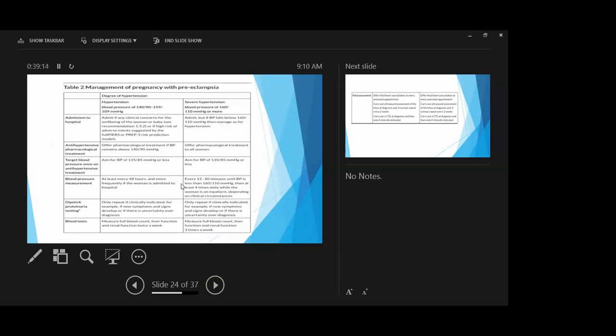If there are any clinical concerns for the well-being of the baby, decreased fetal movement, or if the patient has headache or any symptoms of pre-eclampsia, we'll offer the anti-hypertensive pharmacological treatment if the BP is more than 140 by 90, and we should aim the BP to remain 135 by 85. And if the patient is admitted in hospital, you can do more frequent monitoring of BP. Otherwise, it should be done at least every 48 hours.